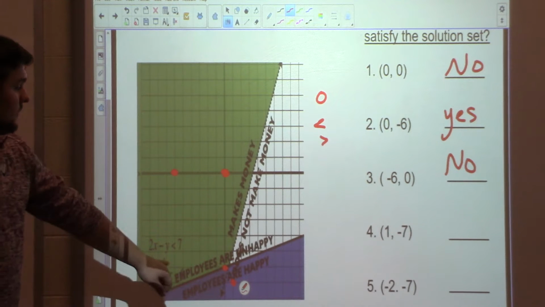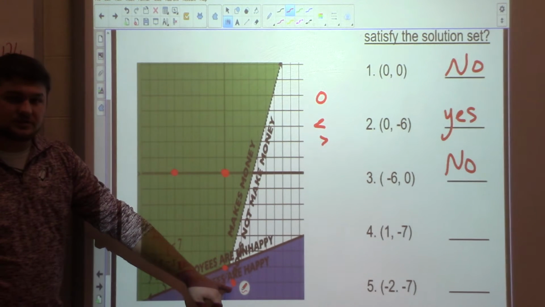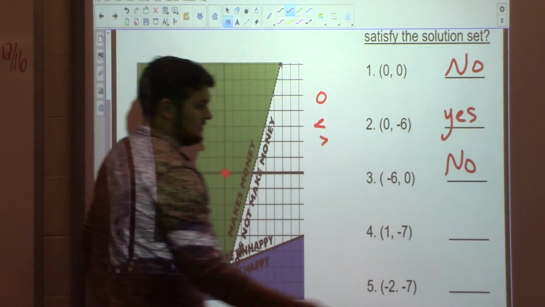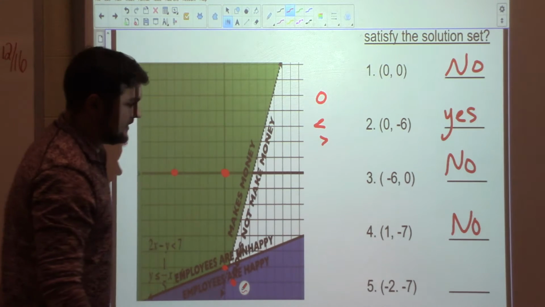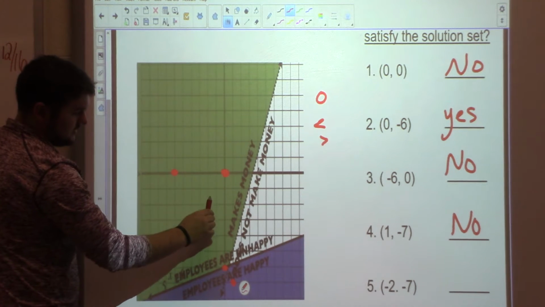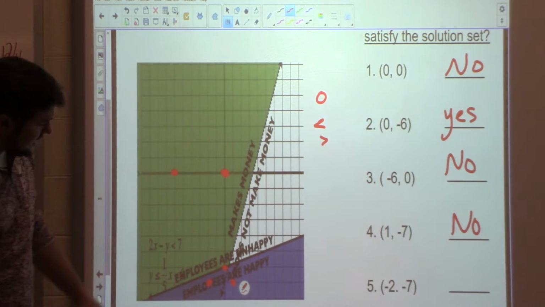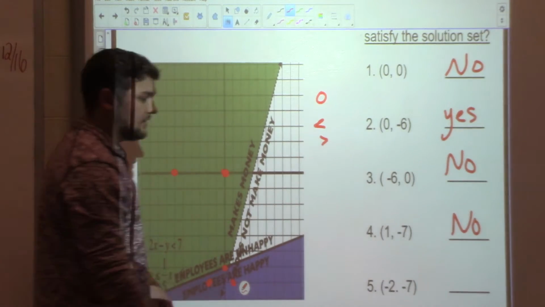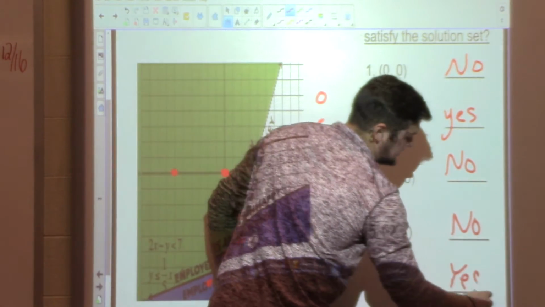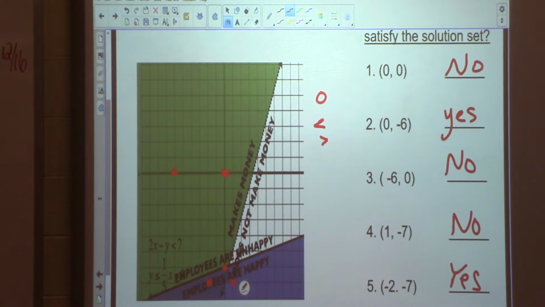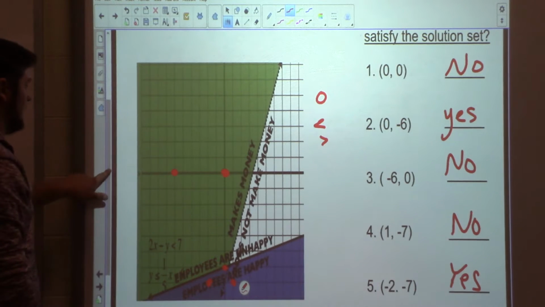Alright, (1, -7). Yes or no to solution? No, right? It's only in the blue. It's not in that double shaded region here. And then (-2, -7): 1, 2, 3, 4, 5, 6, 7. In there. Yes. So anywhere we see a double shaded region is going to be what we call our solution set. When you graph them, it's going to be way easier to see where your solution sets are because we're going to do it a little bit different than how they have it up here.